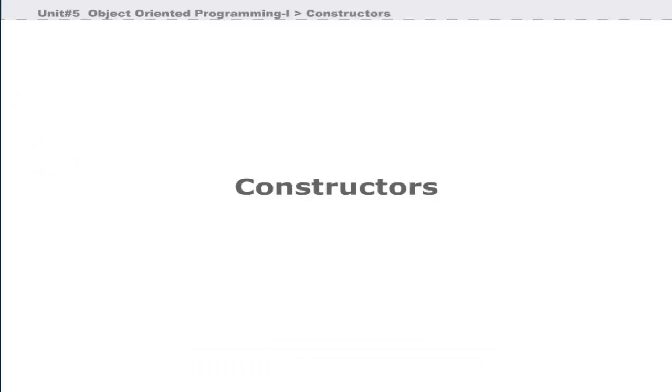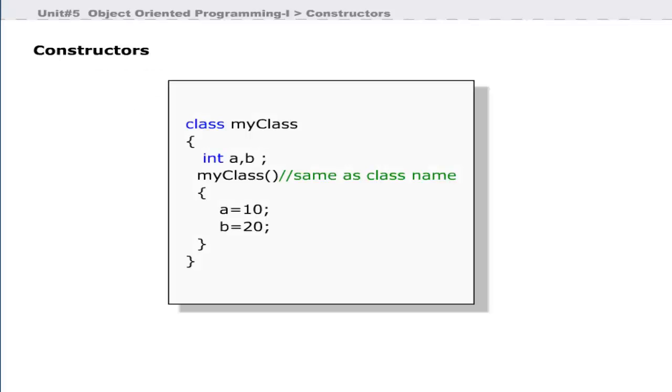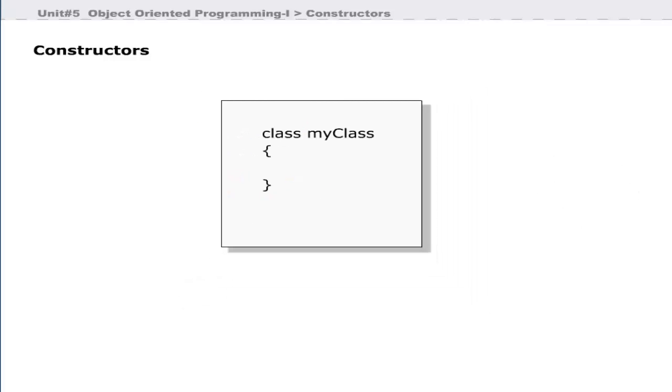Now let us see constructors. A constructor is a special method. You can create your own constructors. When defining a class, a constructor is used to initialize objects when they are created. If you do not specify a constructor in a class, Java creates a default constructor for that class. It is important to remember that the class name and constructor name must be the same. This class does not contain any constructor, but Java creates a default constructor for this class.